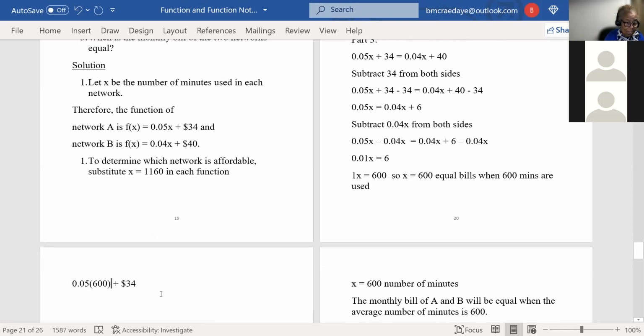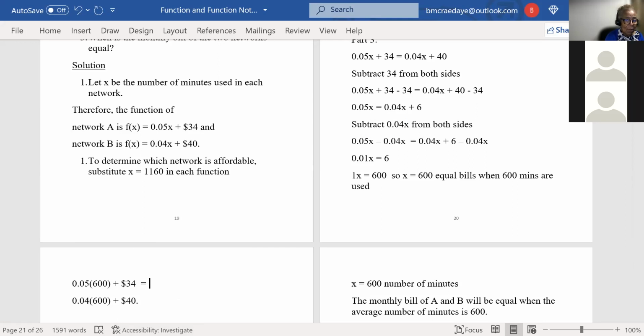We said the bills are equal at 600 minutes, and do the same for this one, 0.04X. And put in the 600. What do you get, Latoya? Put 600 here. I didn't get it. You don't get the same? How much am I supposed to get? 1100? No, these are supposed to come out equal. They're not gonna come out 1100.